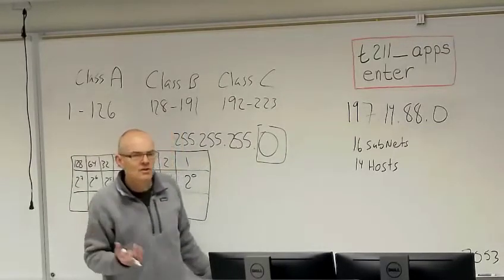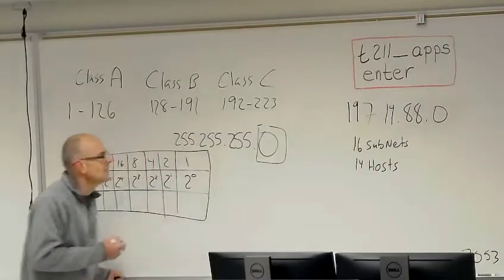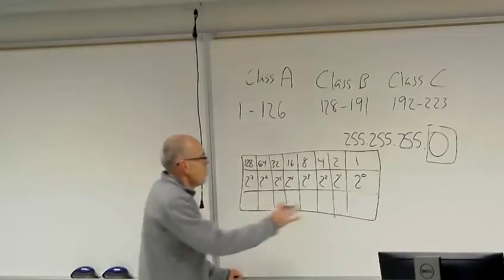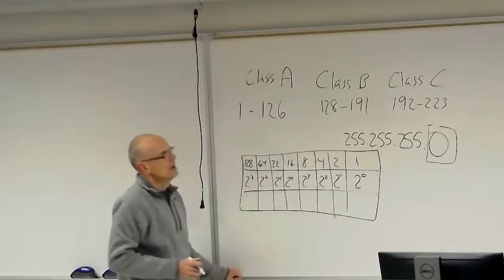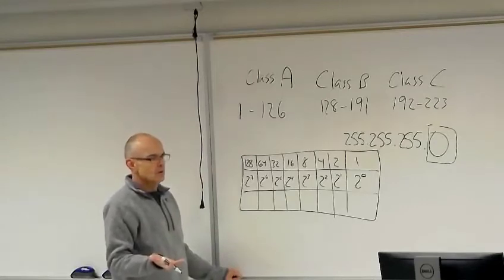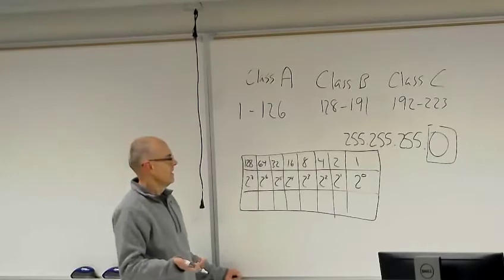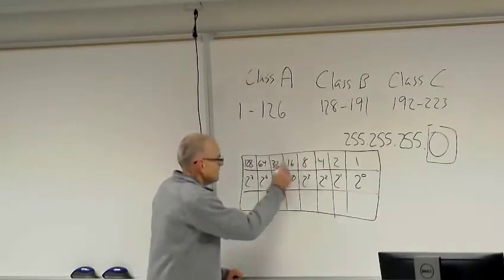I've got to make sure that it covers 16 subnets and 14 hosts. So I've got some questions I'm going to ask, and I'm going to use my table to answer those questions. So I'm going to say to myself here, 16 subnets. What power of 2 would cover those 16 subnets? Anybody? 2 to the 4th. So I'm going to circle that 4. That's important. 2 to the 4th.